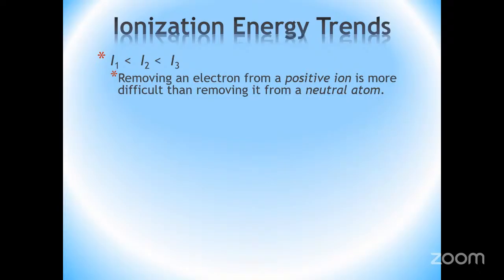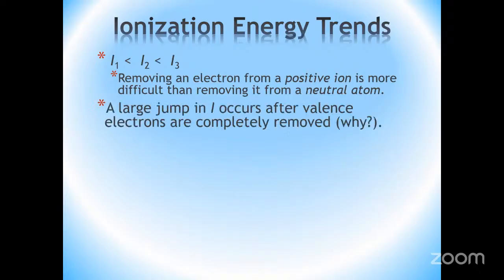You'll find that the lowest value of the ionization energy for any atom would be the one corresponding to the removal of the first electron. And then it becomes progressively more difficult to remove successive electrons.